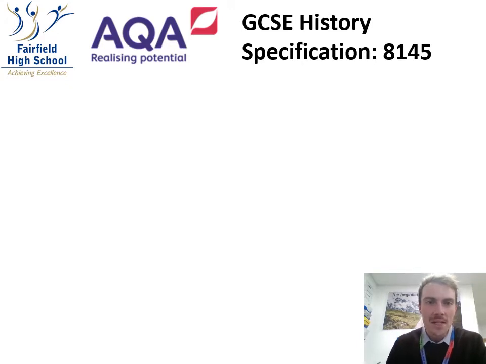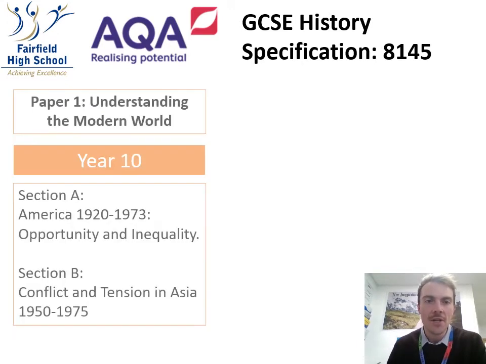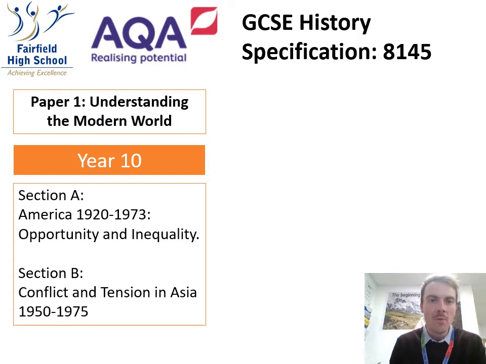So at Fairfield, we study AQA's GCSE history specification. It's split into two papers. Paper 1 is called Understanding the Modern World. We study the content for that in Year 10. There are two sections. We begin in America in 1920, and our study goes all the way until 1973.